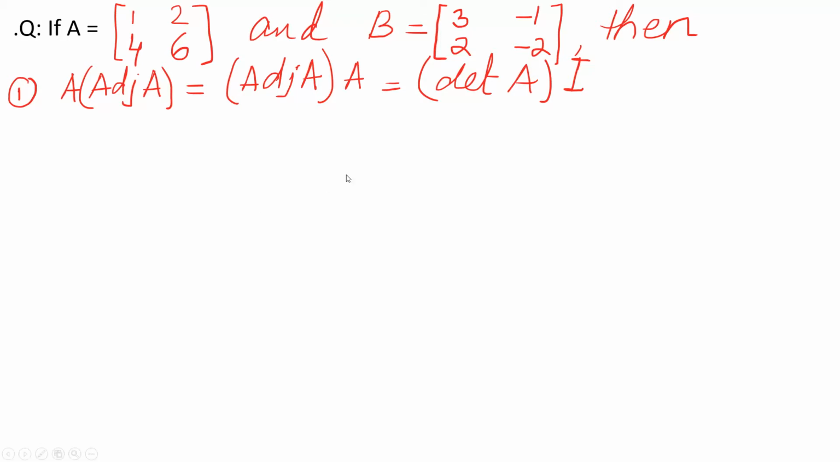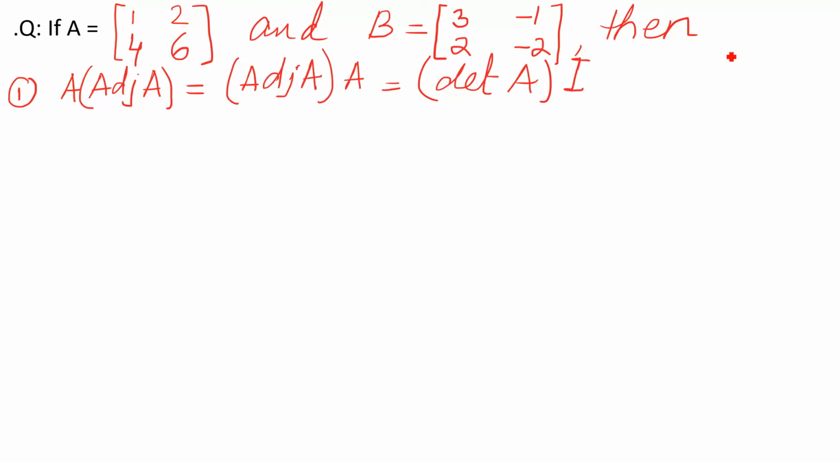In this lesson, I will explain how to multiply the adjoint of A with A. These are a few more practice problems for matrices and determinants. So the question is, if A is equal to this matrix, B is equal to this, then we have to prove that when we multiply A with the adjoint of A, it should be equal to the adjoint of A multiplied by A, which is equal to the determinant of A multiplied by I.